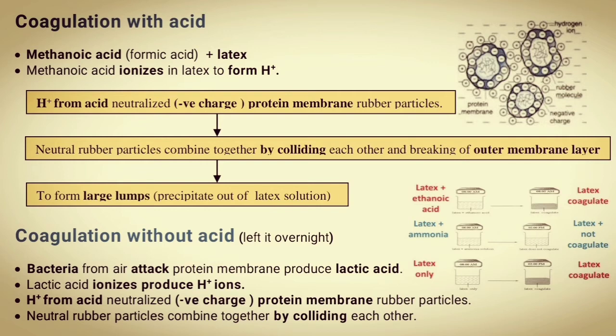of the latex solution. Latex can still coagulate if acids are not added. Normally, the latex will coagulate if left overnight. Bacteria from the air slowly attack the protein on the membrane to produce lactic acid. Ionization of the lactic acid produces hydrogen ions. The hydrogen ions neutralize the negative charges to form neutral rubber particles, allowing coagulation to occur.